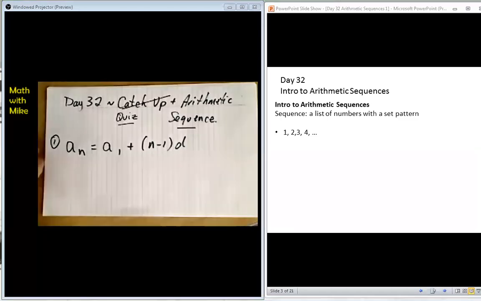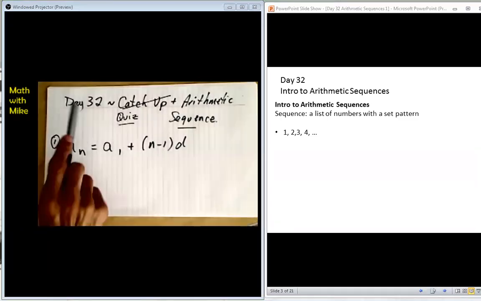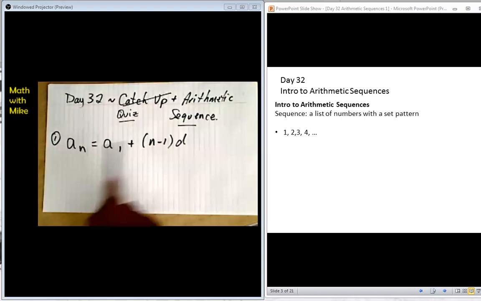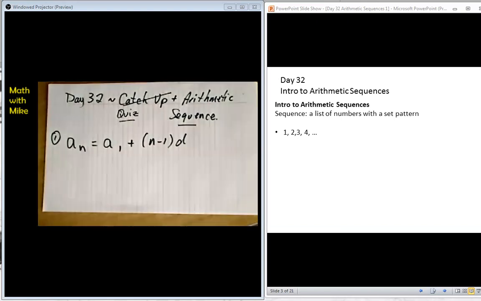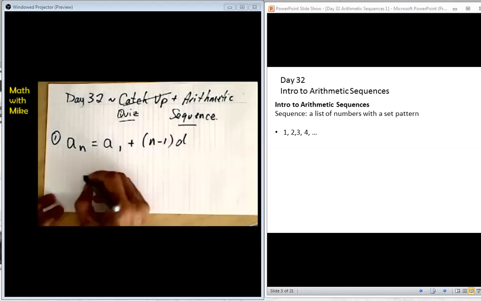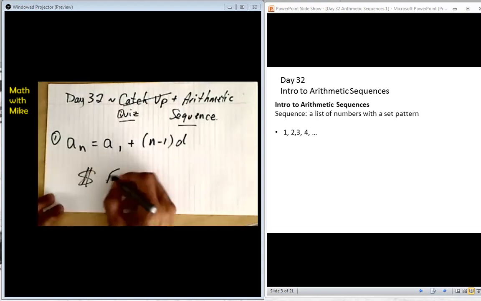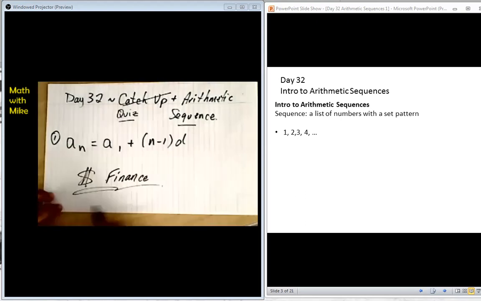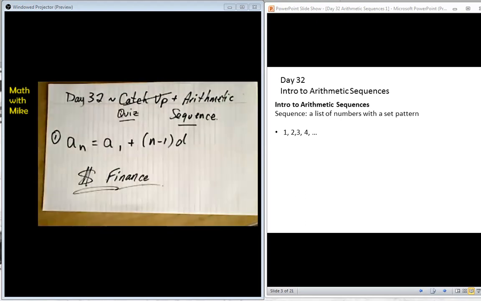All right, good people. So this is what we got. Day 32, quiz, which we'll do second, it sounds like. And then arithmetic sequence. It's a new topic. We're looking at the patterns of numbers. And this particular topic, once we do a little bit, is particularly important to finance. And so that's one that I really like there.